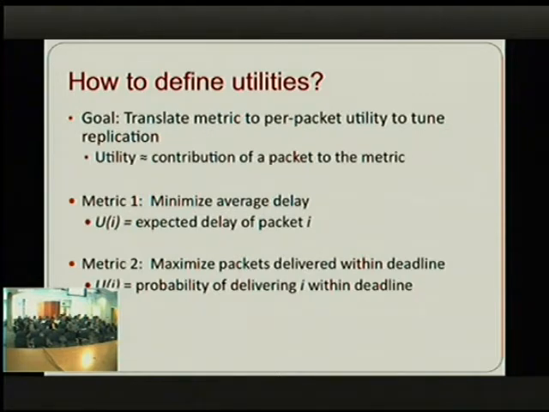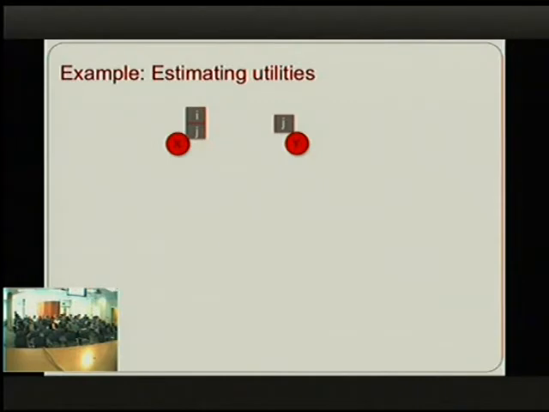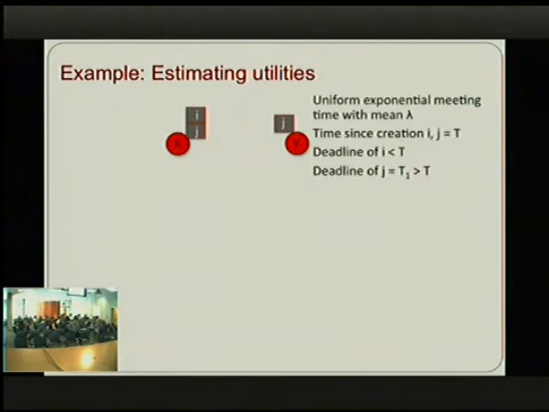So let me give you a very simple example of how you would estimate these utilities. And I'm actually going to make a lot of assumptions here that may not hold in practice, so just bear with me for a minute. So say there are two nodes, I and J. There is one copy of I in the system. There are two copies of J in the system. And say nodes meet with uniform exponential meeting time with mean lambda, which means that the expected time for any two nodes to meet is lambda.